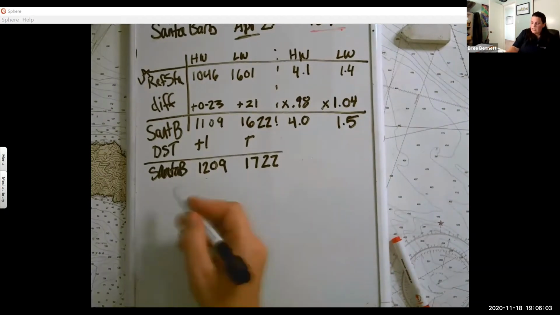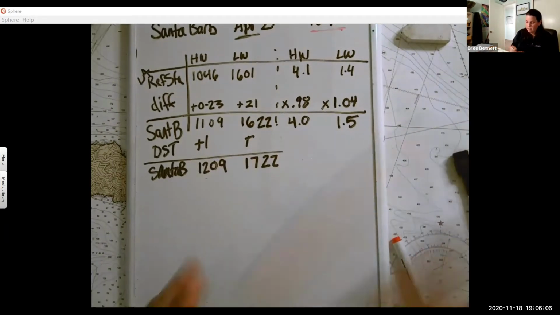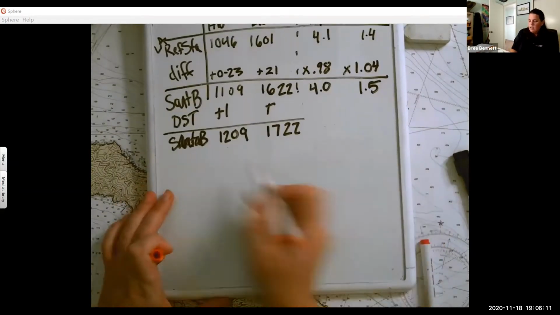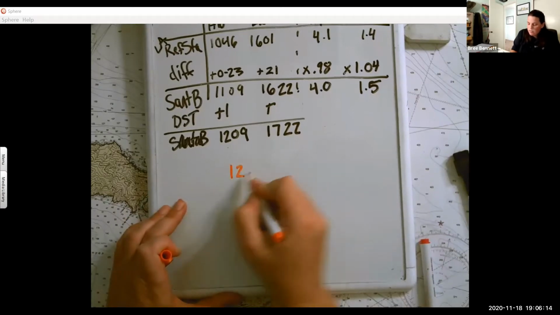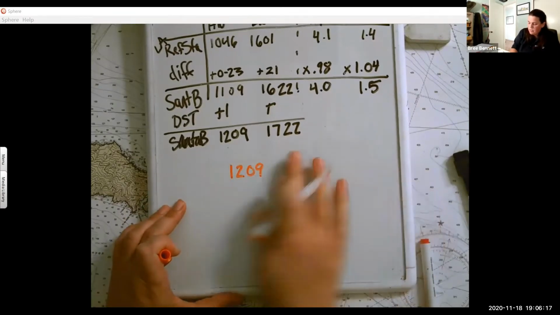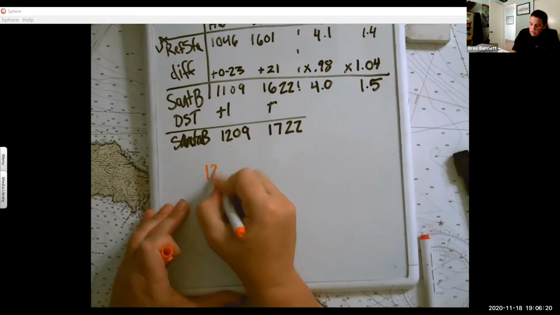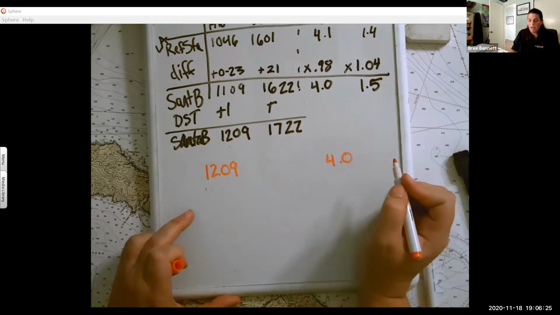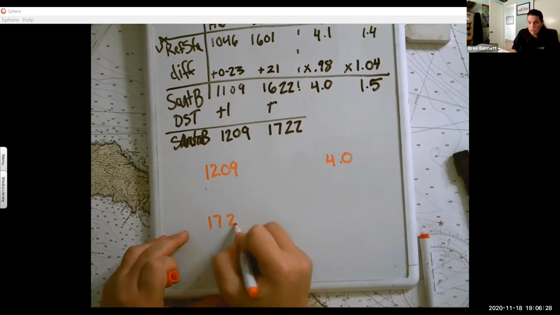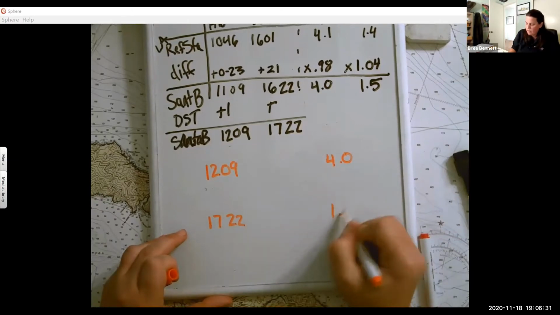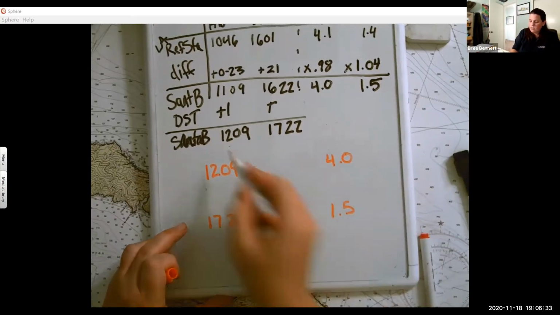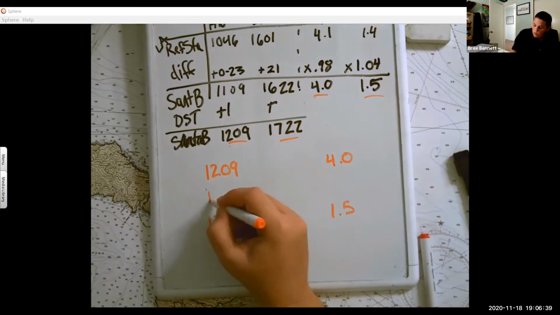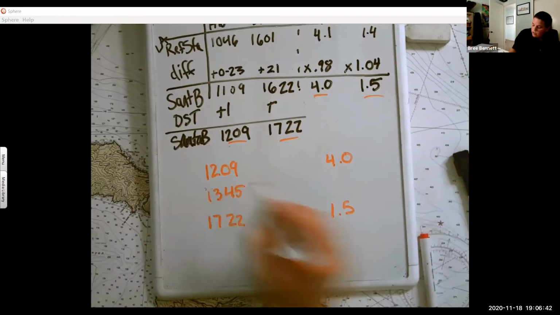So this is our snapshot, and it's a little messy, so I always like to rewrite it, and then it goes into my little brackets. So I have 1209, I'm gonna put it over here. At 1209, the tide is 4.0 feet in Santa Barbara. At 1722, the tide is 1.5 feet. So that's what my calculations gave me. And I want to know, what is the tide at 1345?